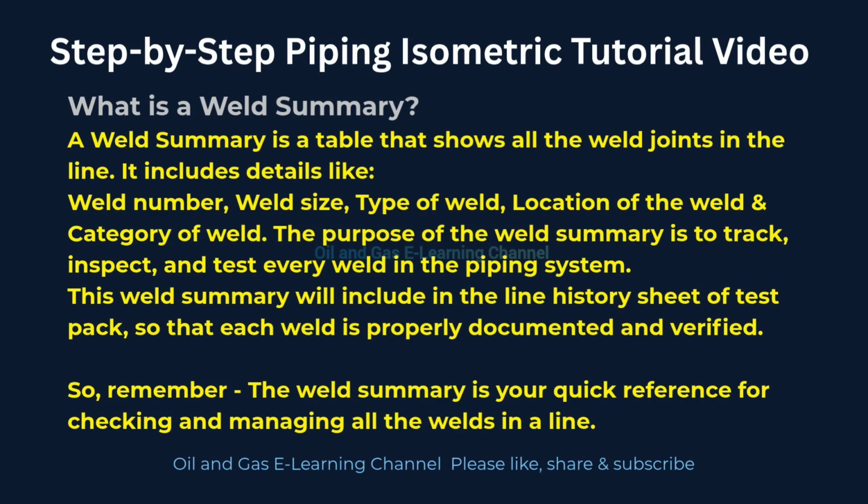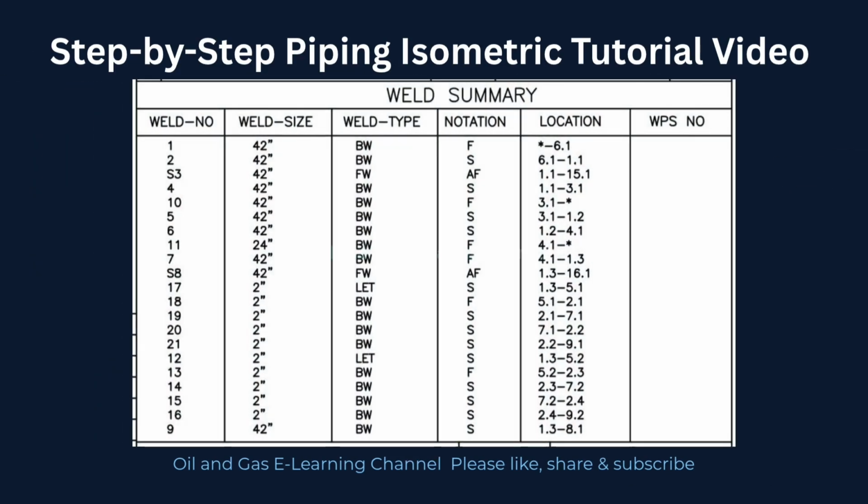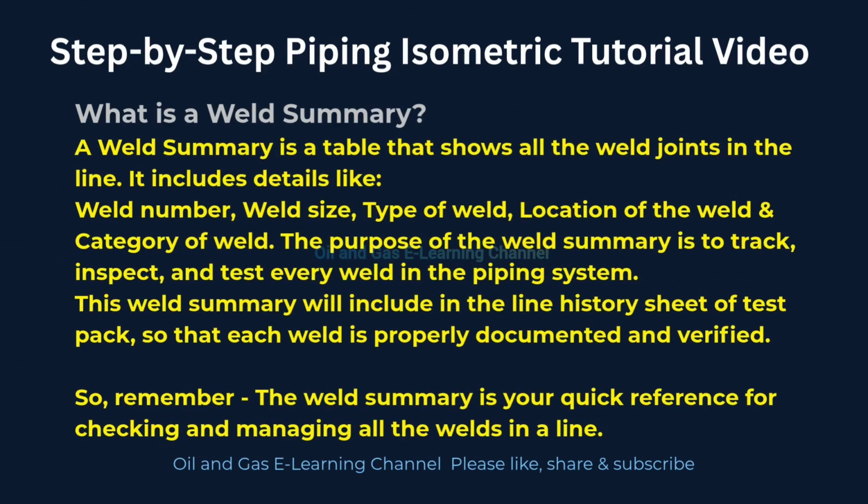A weld summary is a table that shows all the weld joints in the line. It includes details like the weld number, the weld size, the type of weld, the location of the weld, and category of weld. The purpose of the weld summary is to track, inspect, and test every weld in the piping system. This weld summary will be included in the line history sheet of the test pack so that each weld is properly documented and verified. So, remember, the weld summary is your quick reference for checking and managing all the welds in a line.